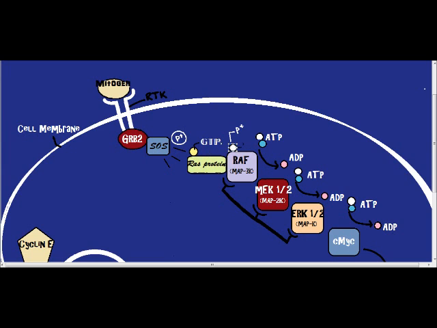So RAS will phosphorylate RAF, activating RAF, which means RAF will now go and phosphorylate MEK1 or MEK2, and this is the MAP2 kinase, and this phosphorylation is an ATP dependent process. ATP will release a phosphate and it will result in the phosphorylation of MEK. MEK, when activated, will phosphorylate ERK1 or ERK2, and ERK1 or ERK2 will phosphorylate c-Myc.